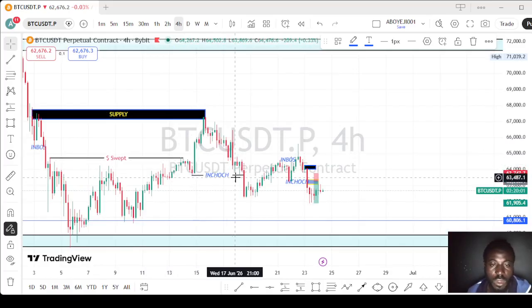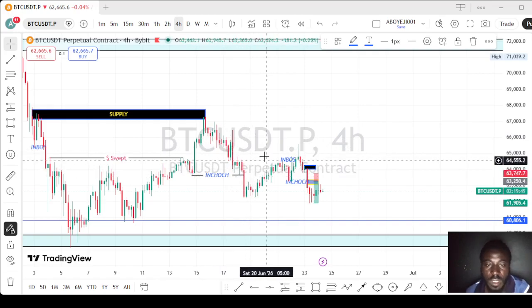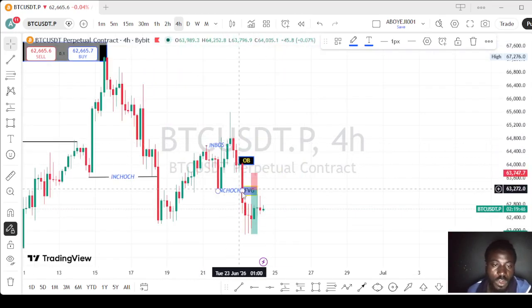After the market showed this liquidity, the market gives us break of structure. After it gives us break of structure, the market what? The market gives us change of character. The market mitigated and gives us another break of structure here.